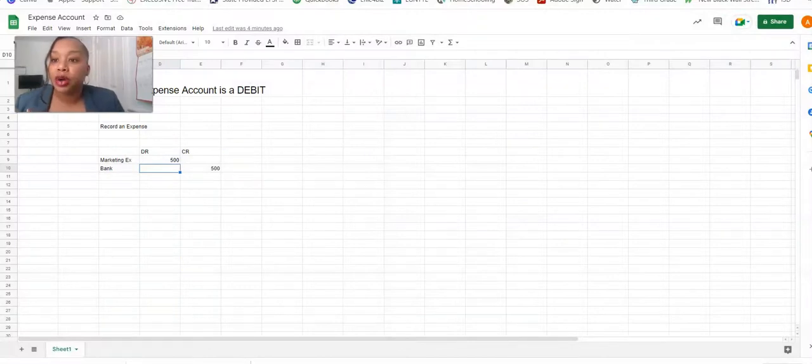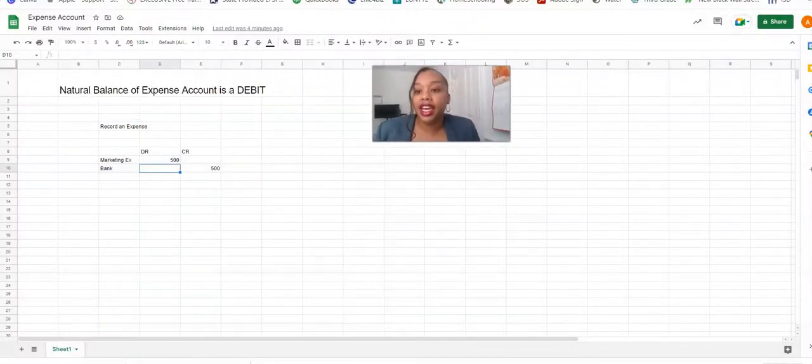So number one, the natural balance of an expense account is a debit. So in order for you to increase the amounts of an expense account, you have to debit that account. So as you go along, let's say you paid $500 for a marketing campaign on Facebook. That $500, you're going to debit your marketing expense, and then your bank is going to be credited for that $500. Every time you debit the marketing expense account, that account is going to continue to increase.